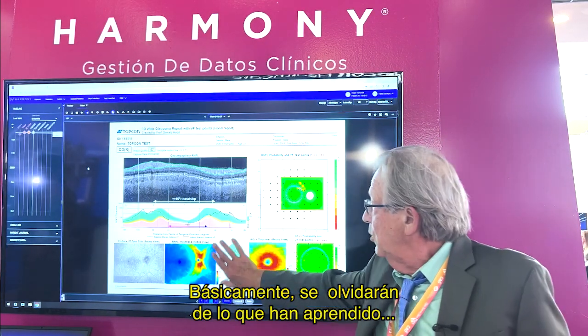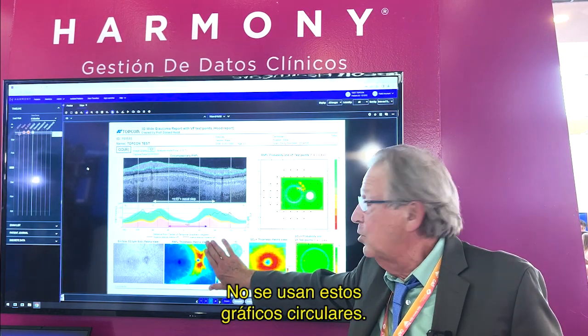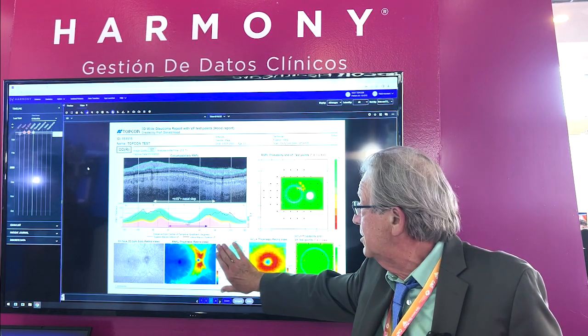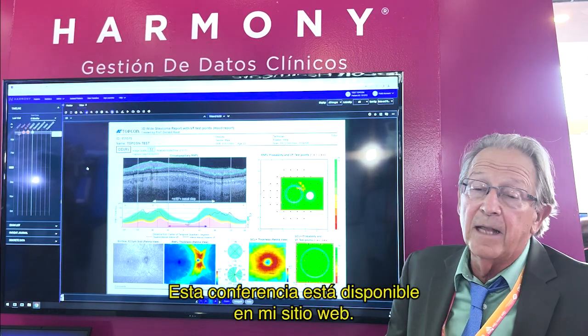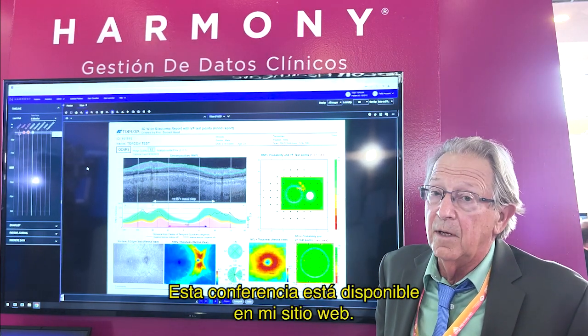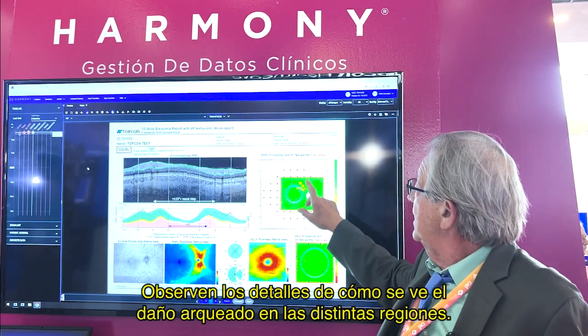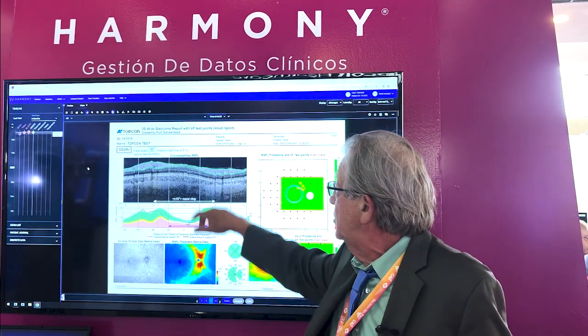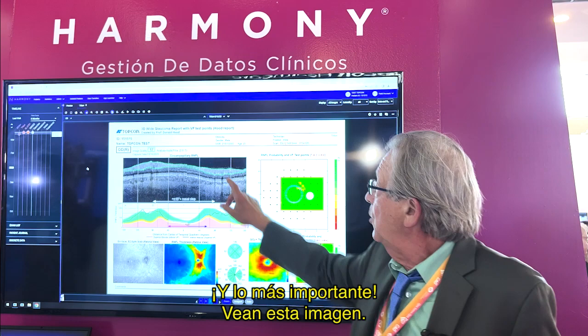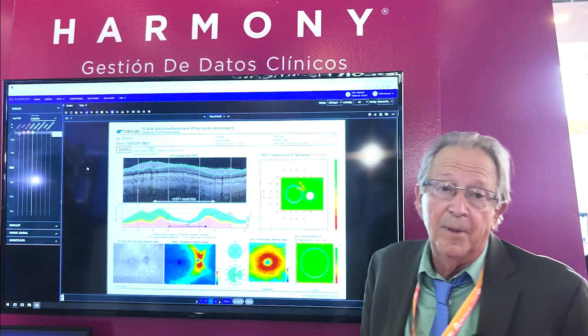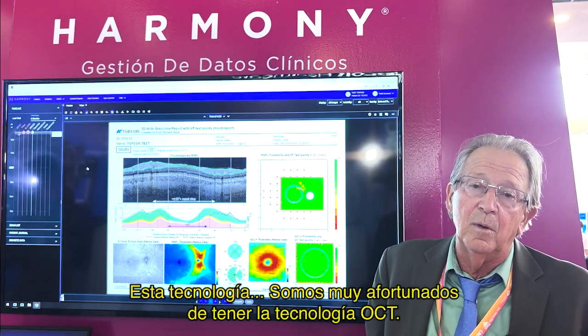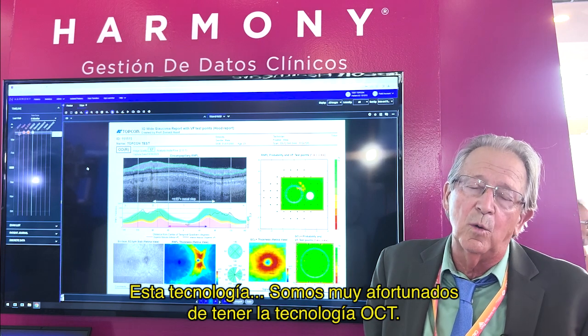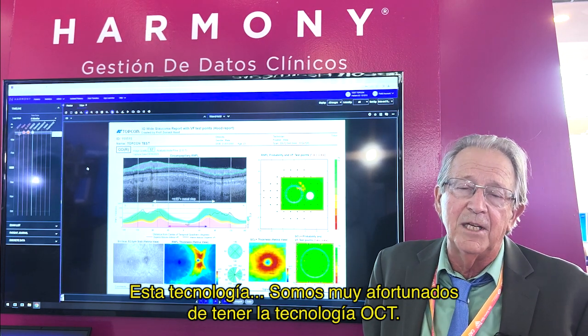So very briefly, you want to forget about what you've learned. You don't use these silly pie charts. And the lecture, which you can find online at my website, goes into details about how you want to look for ocular damage in the various regions. And most importantly, you want to take a look at this image, because this technology, in general, we are so lucky to have the OCT technology.